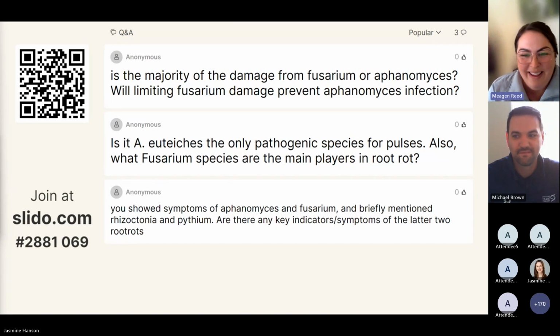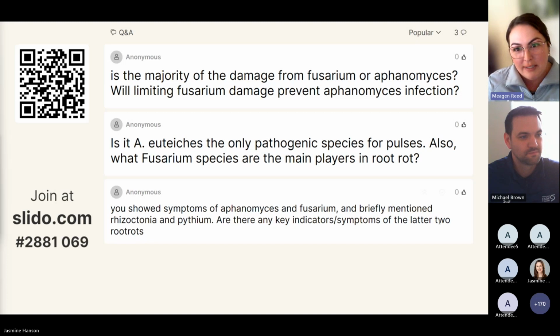We don't know. Fusarium and Aphanomyces occur so often together. Limiting Fusarium infections will help the plant be more resilient and resistant to fighting off an Aphanomyces infection. So the more you can limit the number of pathogens that are waging war on your roots, the better chance that plant has of fighting off one individual pathogen, if that makes sense. In some cases, it's Fusarium that's doing all of the damage. In others, it's Aphanomyces. Lots of times it's both together and they tag team that crop.